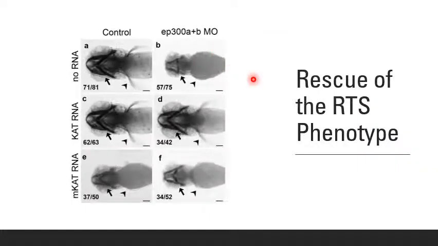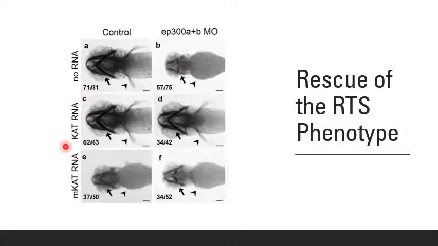And so lastly, researchers showed that they were able to actually rescue the RTS phenotype. Firstly, we're looking at an Alcian blue stain of the jaw structures within zebrafish, and they're staining specifically the molecule SOX9, which is an important marker and molecule in the development of craniofacial structures and skeleton, so in this case the jaw. And as we see with EP300A and B knockouts, we have reduced jaw formation.